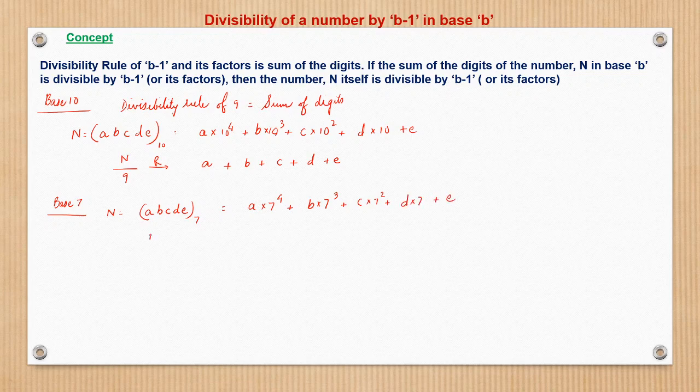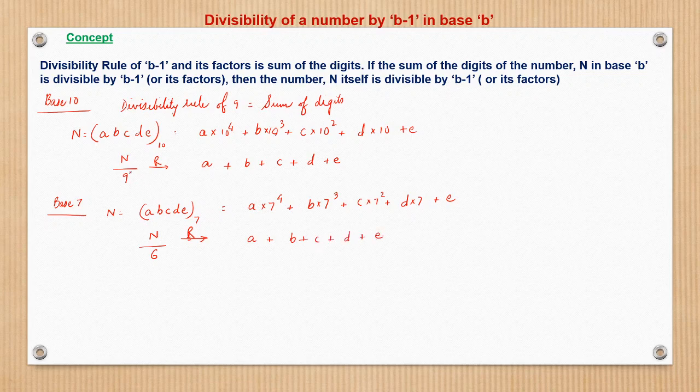Now if this n, whose base is 7, is divided by 6, what would be the remainder? Again we divide the individual terms by 6, and we know 7 divided by 6 leaves remainder 1, so it will be a into 1, b into 1, c into 1, so that is a plus b plus c plus d plus e.